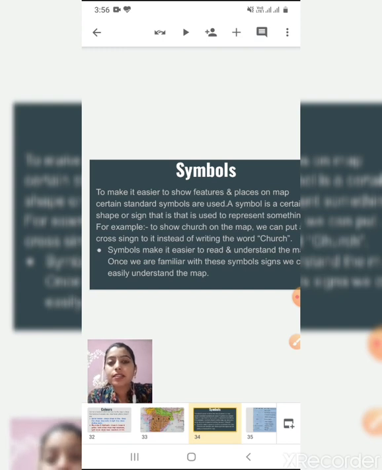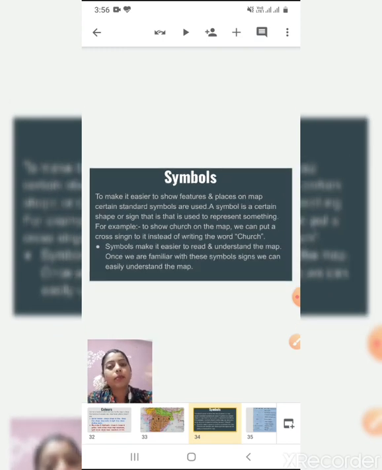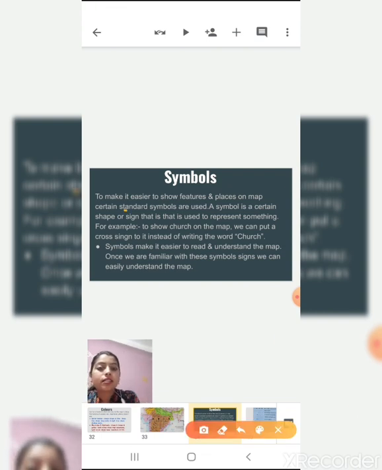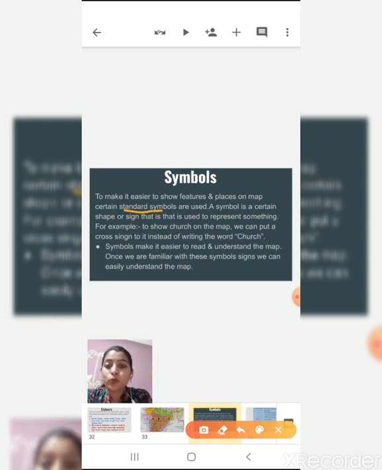Now we have symbols. What is a symbol? To make it easier to show features and places on a map, certain standard symbols are used. What is a symbol now? A symbol is a certain shape or sign that is used to represent something.